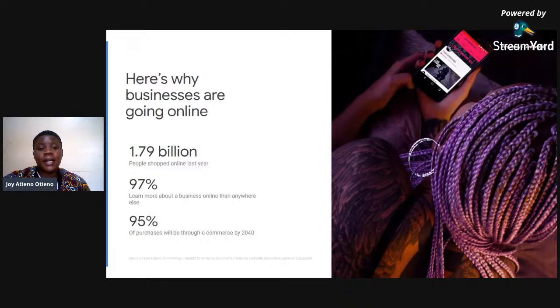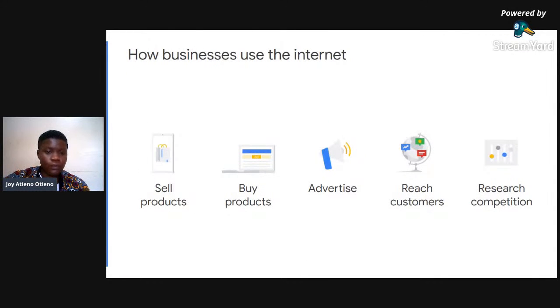Last year alone, almost 2 billion people shopped online. The exact number is 1.7 billion people. 1.7 billion people shopped online. Now, a survey was done among customers, and 97% of them said that they learn more about a business online than anywhere else, right? Further, studies show that by the year 2040, 95% of all purchases will be done through e-commerce. So the potential is big and huge.